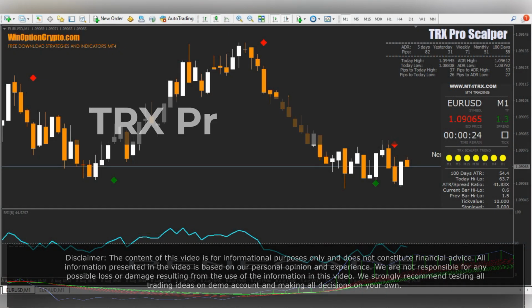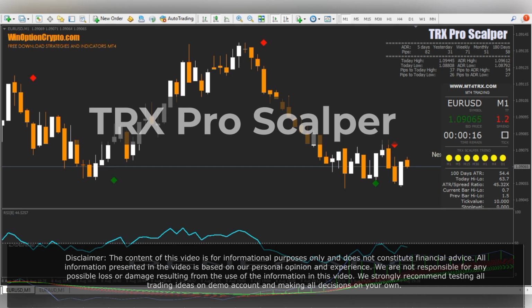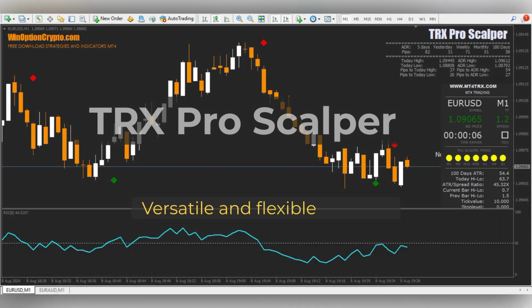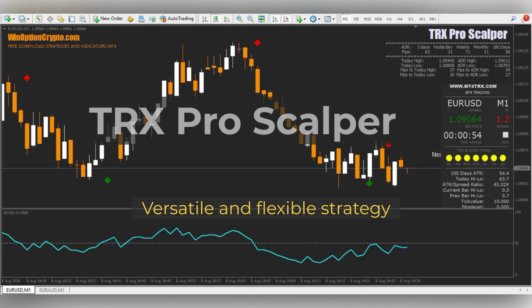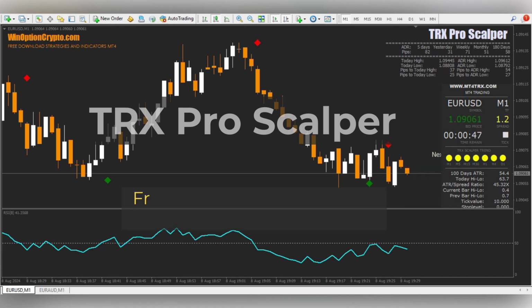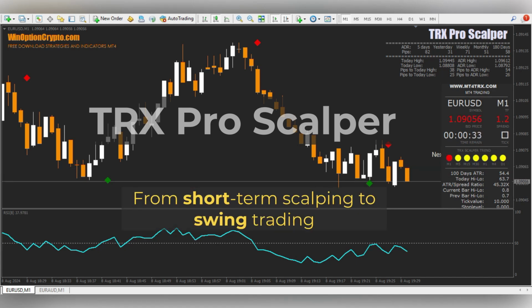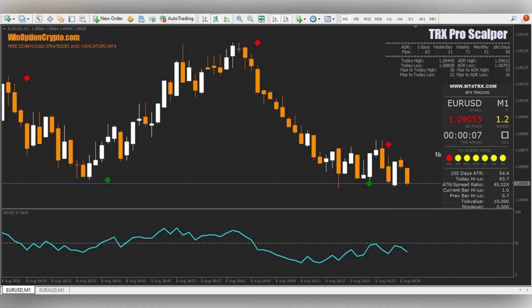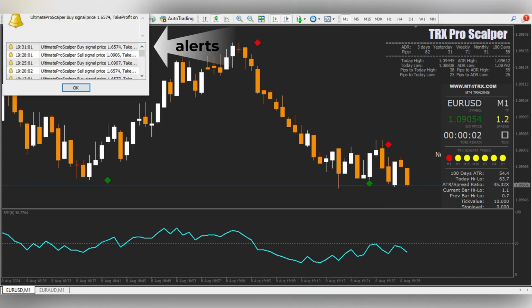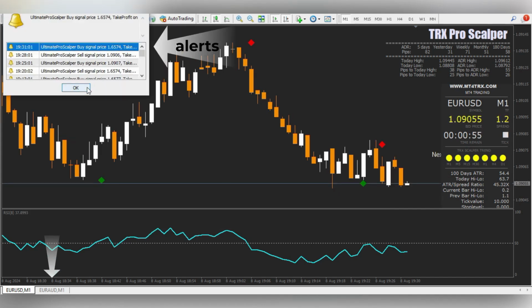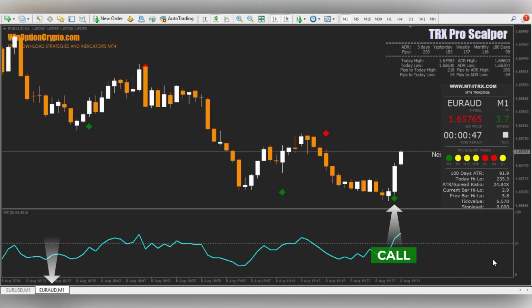The TRX Pro Scalp binary option strategy attracts attention with its versatility and flexibility, and various operating modes allow you to customize its signals for different trading styles, from short-term scalping to swing trading. An additional advantage is the presence of a notification system and ease of use. Let's analyze the operation of this strategy together.